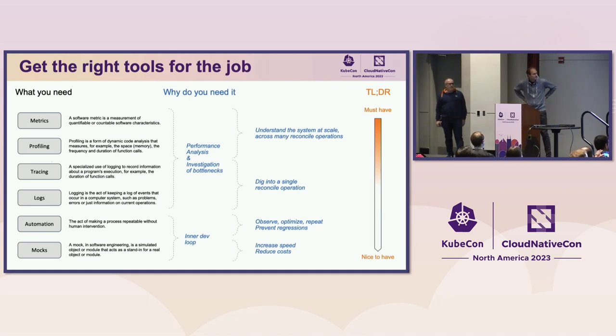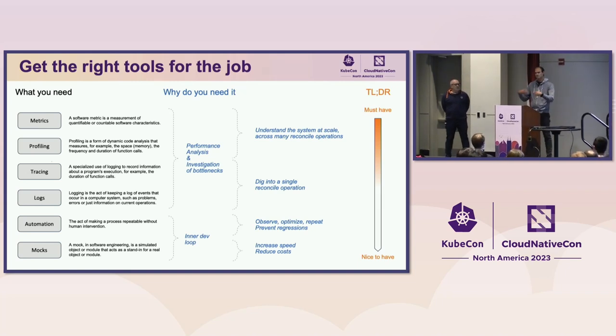But what you also need is automation. What we mean with automation here is essentially that you will have to run some sort of scale tests, and ideally you don't do it manually, of course. So you need automation for your scale test. And if possible, you should also use mocks. In Cluster API, usually we create clusters and machines on some real clouds. Of course, it's a lot better if you just use a mock, because you don't actually have to pay for the infrastructure, et cetera.